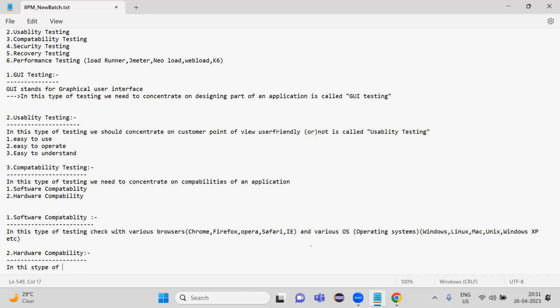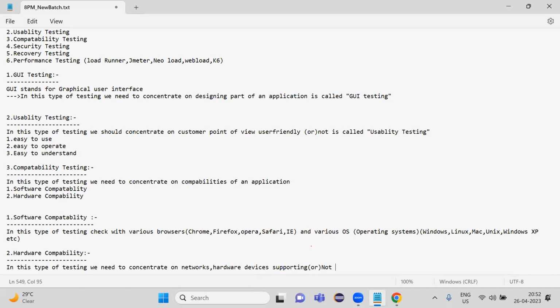Here, what is meant by hardware testing? In this type of testing, we have to concentrate on networks and hardware devices, the supporting hardware. Suppose you are working in your company, you will use a LAN cable. Yes or no?